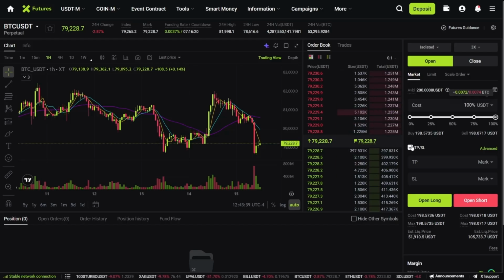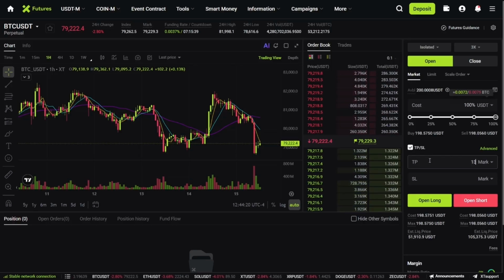This is really important for beginner traders because it helps you manage risk before entering the trade. Instead of guessing what to do while the price is moving, you already have a plan. You know where you want to take profit, and you know where you want to cut the trade if it doesn't work out. So I'm going to place our take profit price around 130,000.